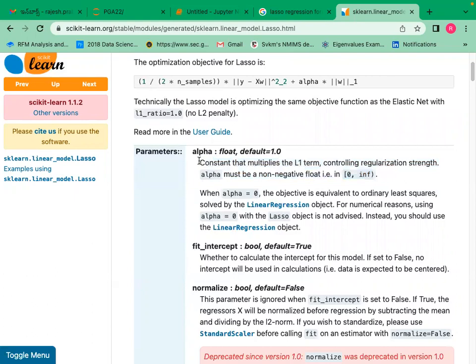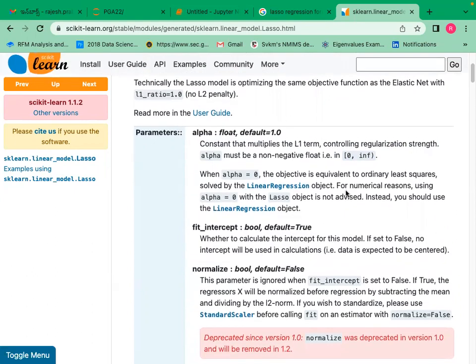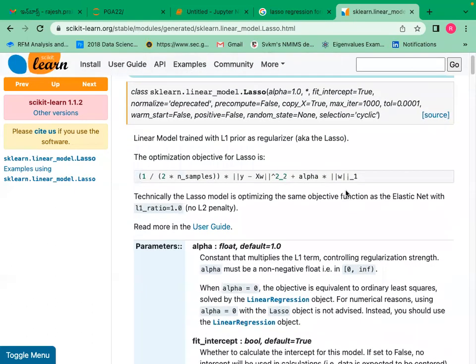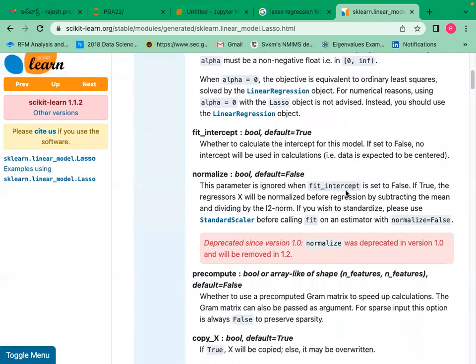In Python, it is called alpha. It has to be between 0 and infinity, and it should be non-negative. Lambda should be non-negative, but it can be between 0 to infinity. When alpha is equal to 0, you will get the same regression model. Right? Lasso usage is not, 0 is not advised. You should not use 0. You have to use something more than zero.